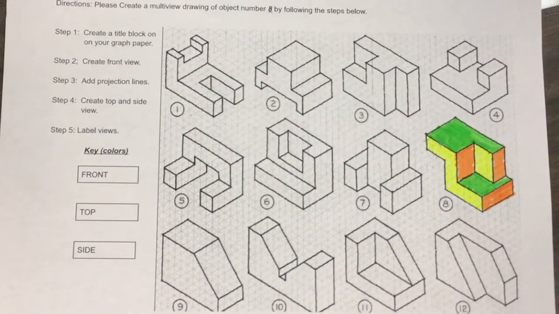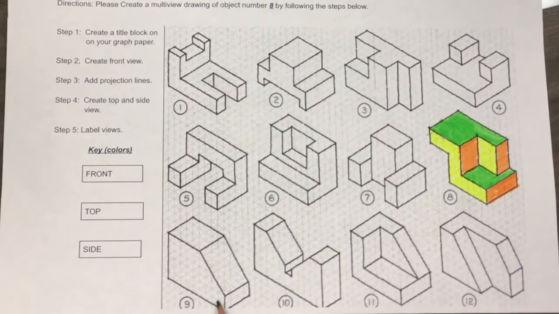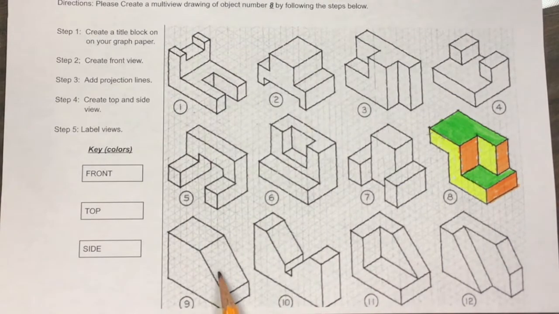If you do finish this one early, you're welcome to do number 9 for extra credit. It's a little bit more complicated. We do have a diagonal in there. It's going to be the first time we see that. But coming back to number 8.